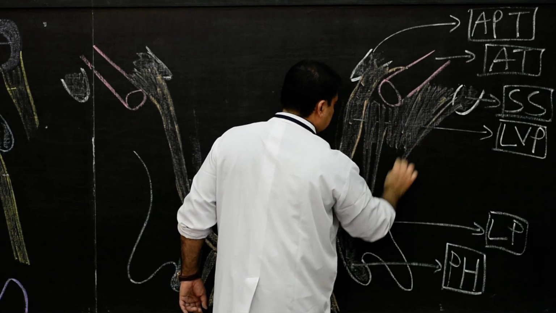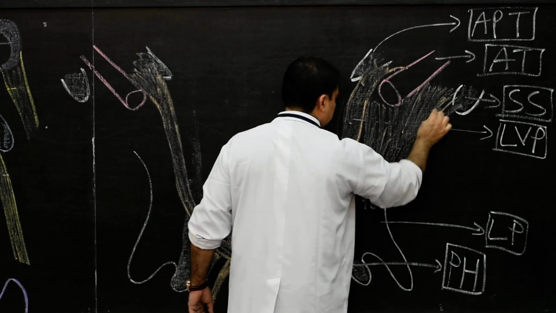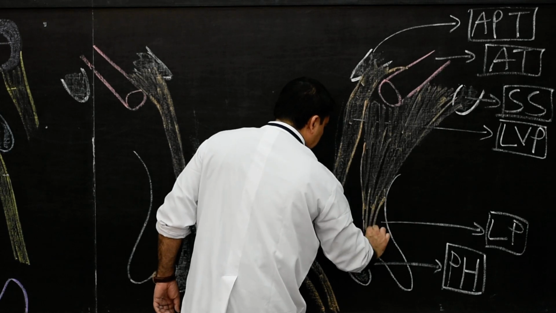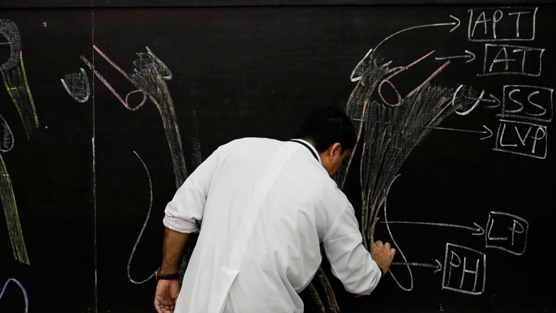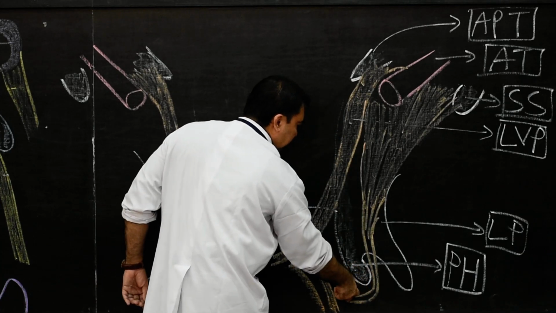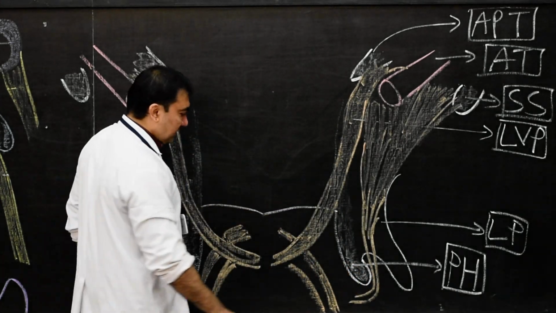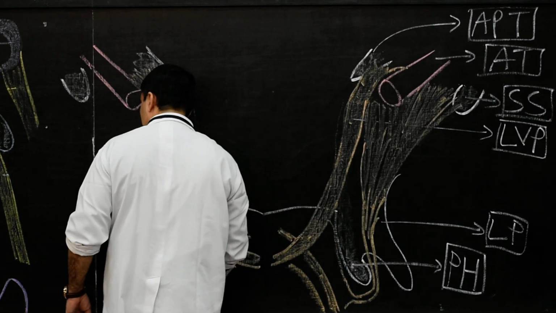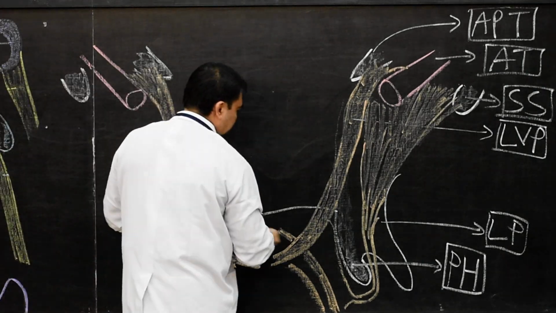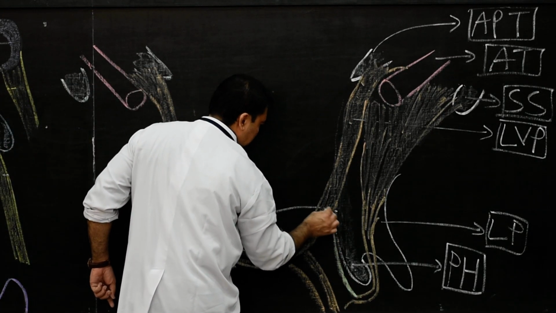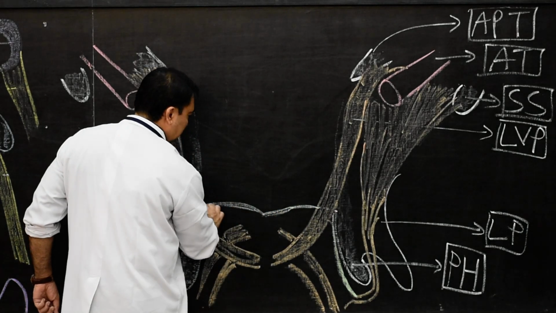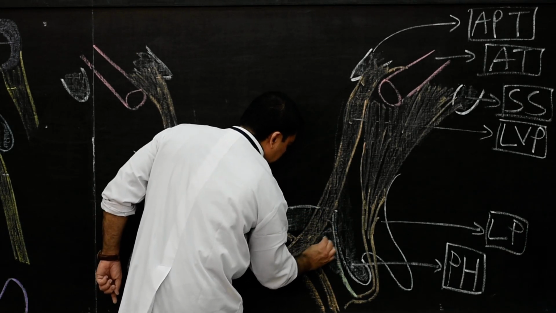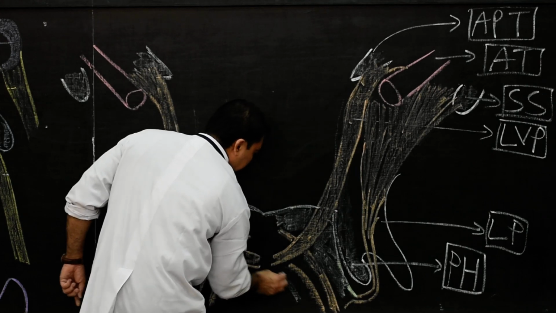And see here, this tensor veli palatini condenses lower down into a tendon. This will be a small tendon, and it will pass around the pterygoid hamulus, curve around the pterygoid hamulus, and then present this aponeurosis. Lower down, I will show it with green color, it will form this entire aponeurosis. So this green color, what I am drawing, is the insertion of the tensor veli palatini muscle.